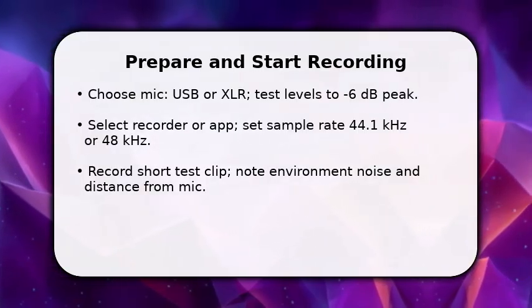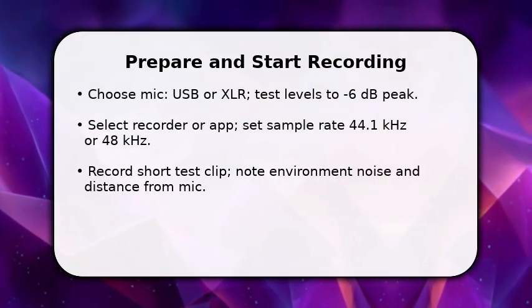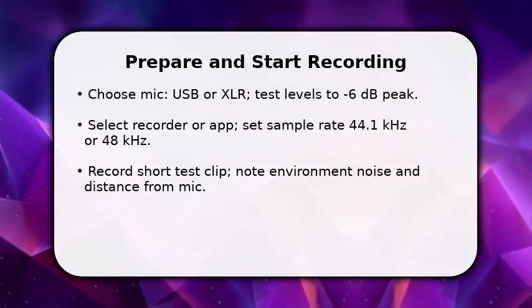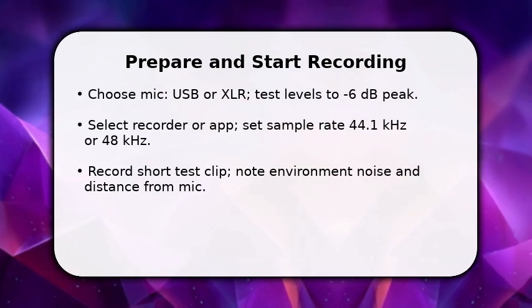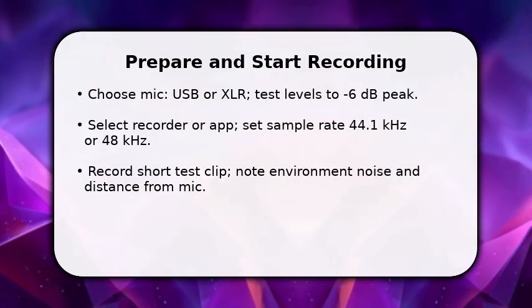Record a 5-10 second test phrase, then listen for clipping and background noise. Adjust gain until peaks sit around -6 dB. Make sure to label the file clearly so you can track versions. Start the actual take when levels are steady and consistent.